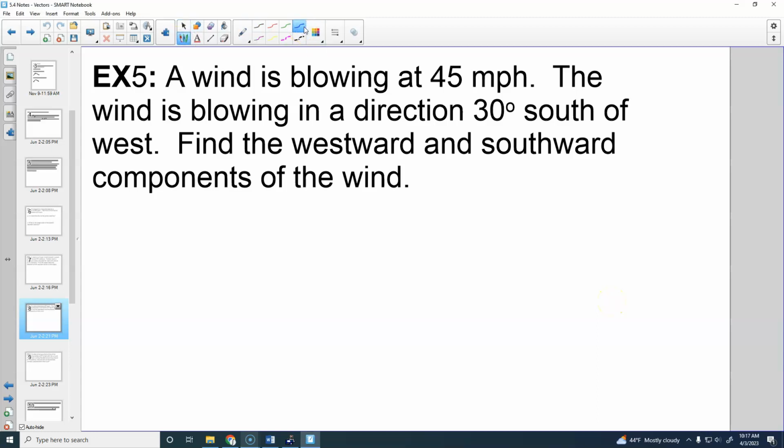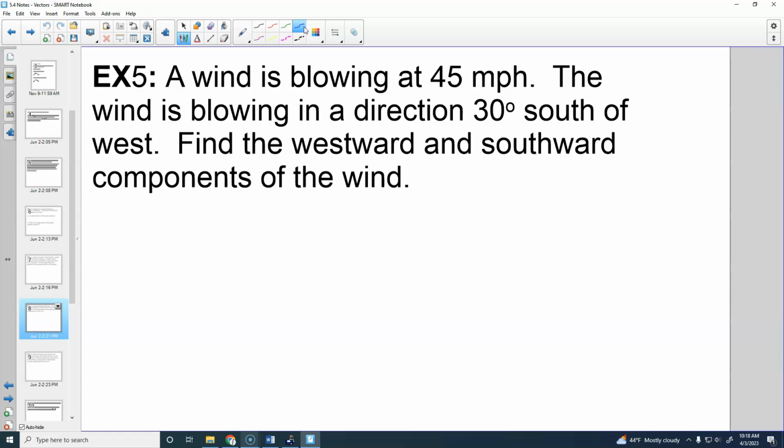Okay, a wind is blowing at 45 miles per hour. The wind is blowing in a direction 30 degrees south of west. Oh, I forgot something we were going to do first. We're going to do this one problem, and then we're going to go to Canvas real quick and do something. 30 degrees south of west. Find the westward and southward components of the wind.